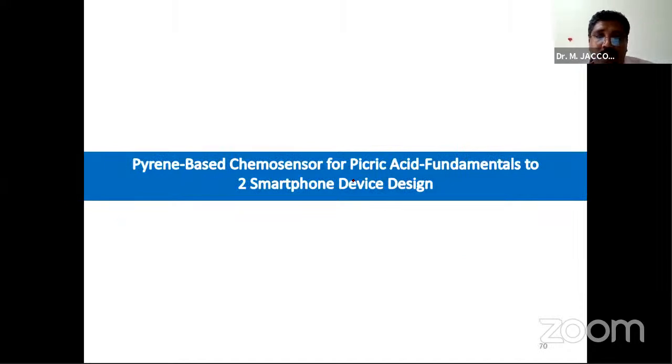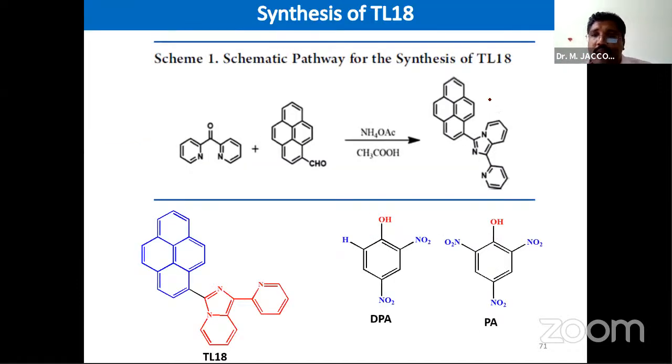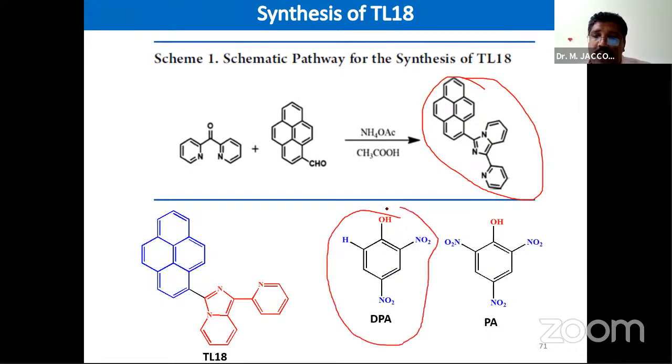The next one, a very important recent paper, which is a pyrene-based chemosensor for picric acid sensing, fundamental to smartphone devices. Okay, this is the designed molecule, that is TL18. We have chosen two different explosives, trinitrophenol as well as dinitrophenol.